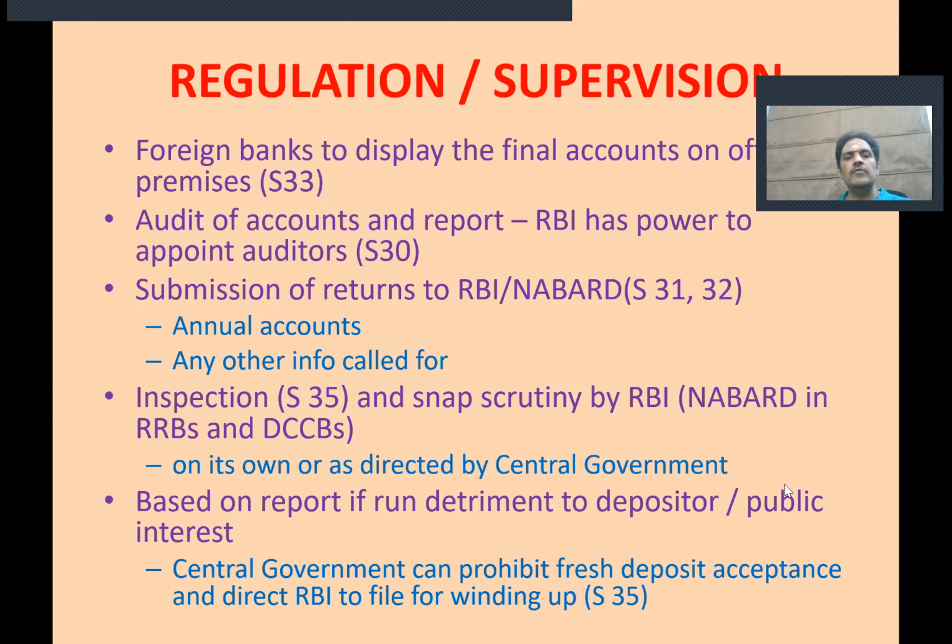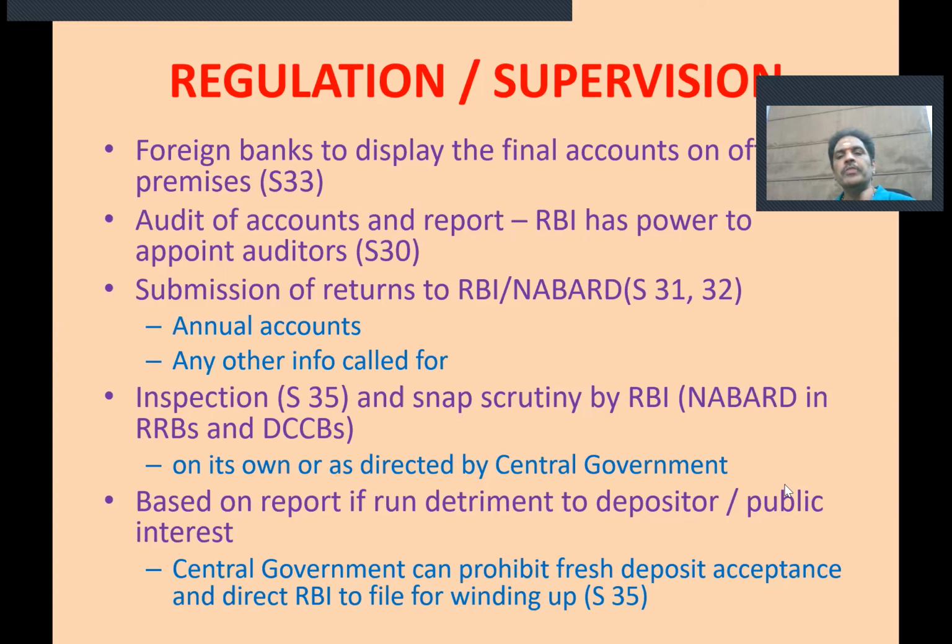Then foreign banks are supposed to display their financial accounts on their every office premises according to Section 33. Then audit of accounts and the report of auditor has to be furnished to Reserve Bank of India, and RBI has power to appoint auditors. Then submission of returns: they are supposed to submit annual accounts to Reserve Bank and NABARD, and NABARD in case of RRBs and cooperative banks. Then any other information which has been called for by RBI, it is the duty of banks to submit the same.